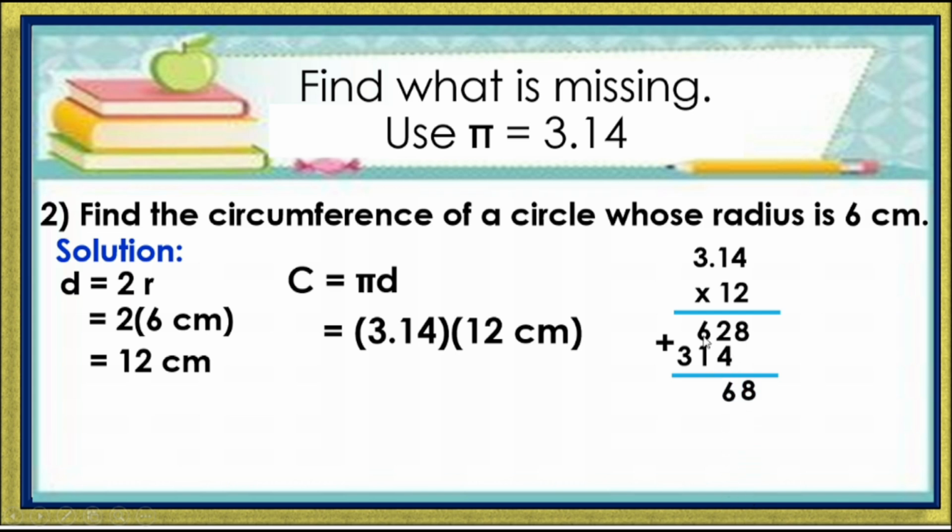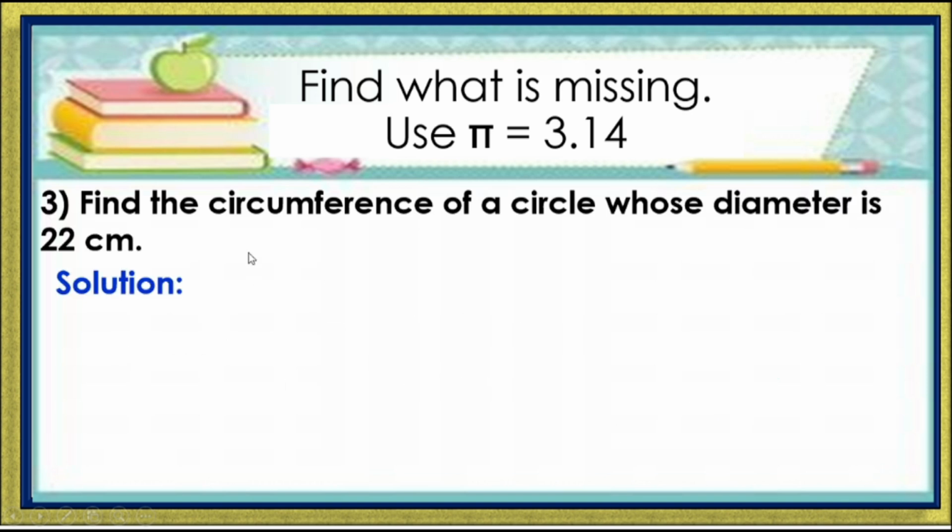2 plus 4 is 6. 6 plus 1 is 7. Bring down 3. Then, count the number of decimal places in the multiplicand and the multiplier. So we have 2. We're going to move the decimal 2 places. We have 1, 2, then write the decimal point. So therefore, the value of the circumference is 37.68 centimeters. So that would be the answer for this problem.